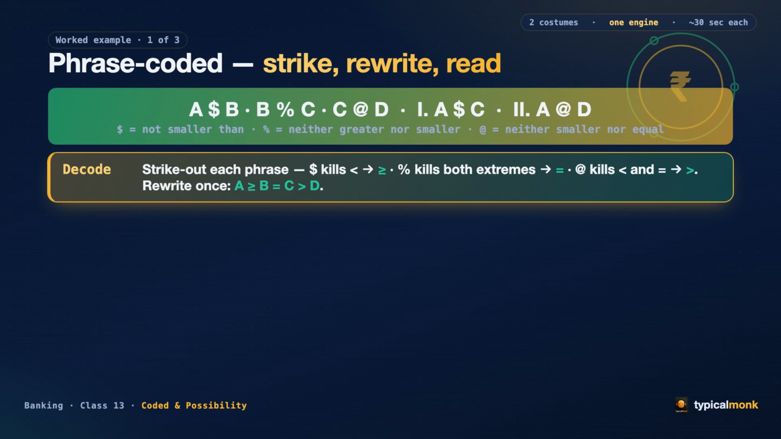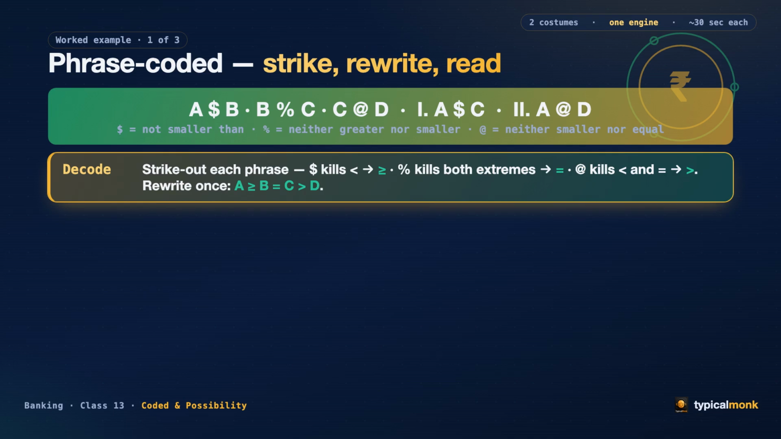Let us take the first worked example, a phrase coded set. The key is in sentences. Dollar means not smaller than. Percent means neither greater than nor smaller than. At the rate means neither smaller than nor equal to. Statements: A $ B, B % C, C @ D. Conclusions: 1. A $ C. 2. A @ D. Step 1. Decode. Run the strikeout on each phrase. Dollar is less than, so greater than or equal to survives.